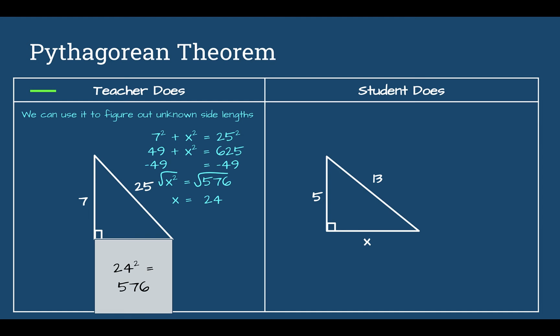And then if I were to work forward, I know my 7 squared is 49. 49 plus 576 is 625, so my missing side must be 24.